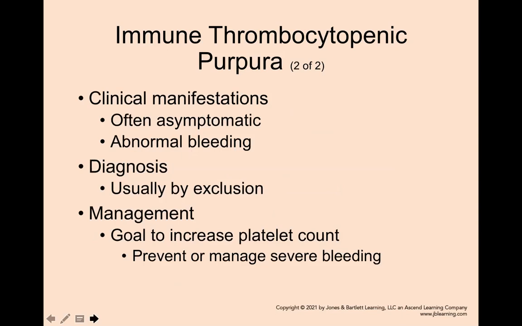These patients are often asymptomatic, but you may see them have abnormal bleeding. The diagnosis is usually a diagnosis of exclusion, because sometimes it's hard to know exactly why this is happening, but the management is basically to increase the platelet count and prevent or manage severe bleeding. Anytime that platelet count gets below 15,000, your patients are at very high risk for bleeding, so they're probably in the hospital if it's that low.